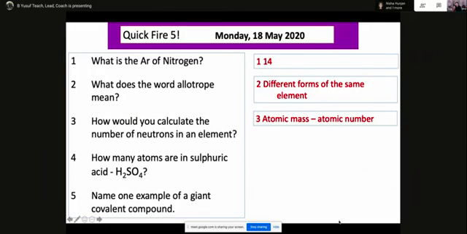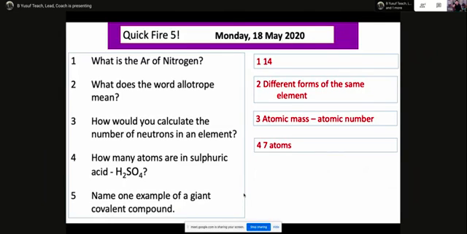How many atoms are in sulfuric acid, H2SO4? All you basically do is look at each of the atoms. You have 2 hydrogens, and they count as 2 individual atoms. 4 oxygens, 4 individual atoms. Add them together to give you 7.